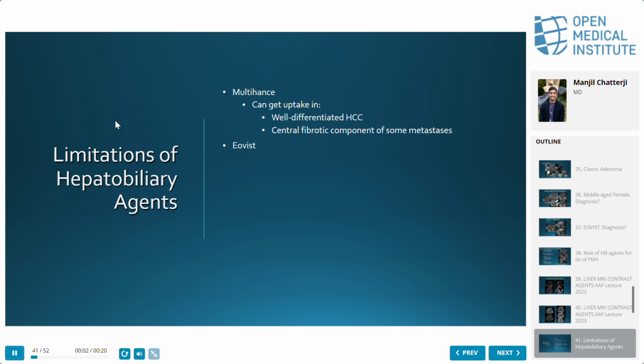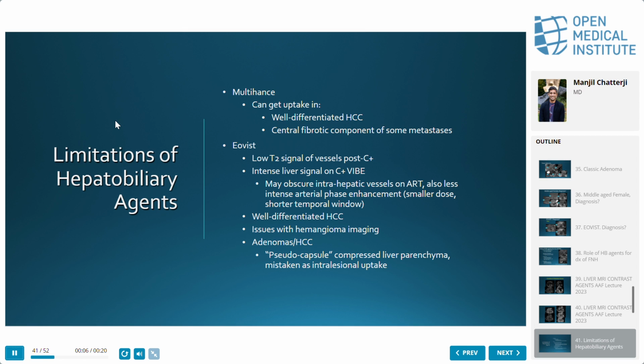There are some limitations. You can get uptake in other types of tumors like fibrotic METs or well-differentiated HCC. We talked about the low signal vessels. Intense liver signal can obscure vessels as well if you're looking for surgical planning, et cetera. The hemangioma we talked about in the last talk, and then this idea of a pseudocapsule is a problem, which I'm going to show you.